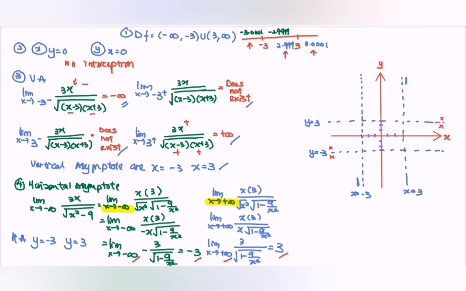By referring to the calculator, if we substitute x, which is negative infinity, for example negative 100, into the function, we will obtain a value which is less than negative 3. So we have to erase this part. If we substitute x equals 100, we will obtain a value more than 3, so we have to erase this part. So the graph will be something like this. Same goes to this part. So that is the function f(x), where we have 3x over the square root of x squared minus 9.